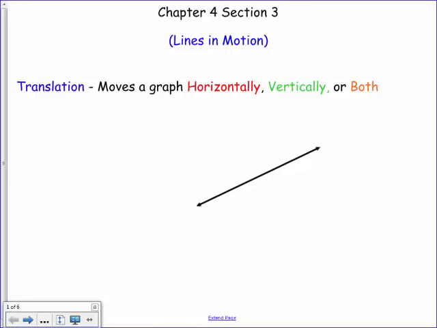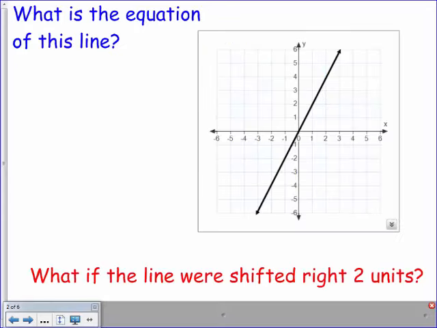Don't think of it as diagonal. Think of it as a move in the X direction and the Y direction. Okay, that'll be helpful. So first of all, we could see something like this. We get a graph, and it might be helpful to write the equation of the line. So let's go ahead and do that.